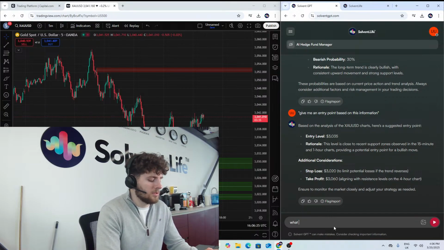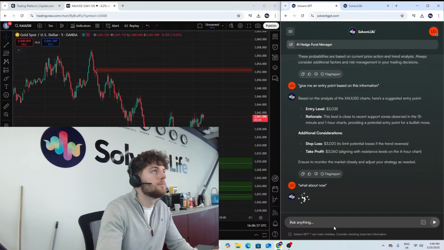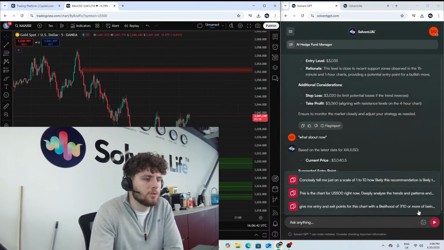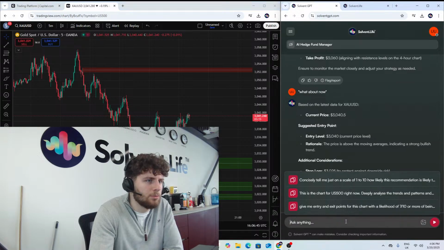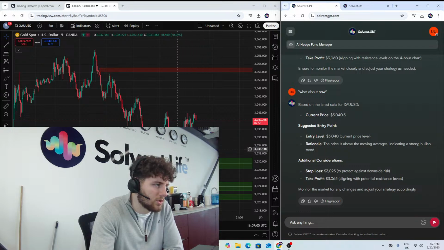Let's say, what about now? See what kind of information we're able to find now. So it's recommended we go in with the current price. Suggested entry point is current price level. Rationale is the moving averages indicating a strong bullish trend. We have a stop loss and a take profit listed as well. Fantastic. Potentially we can jump in with a trade here.